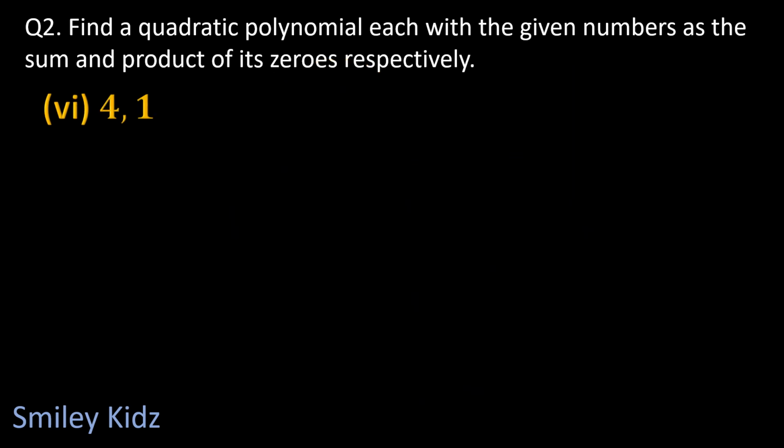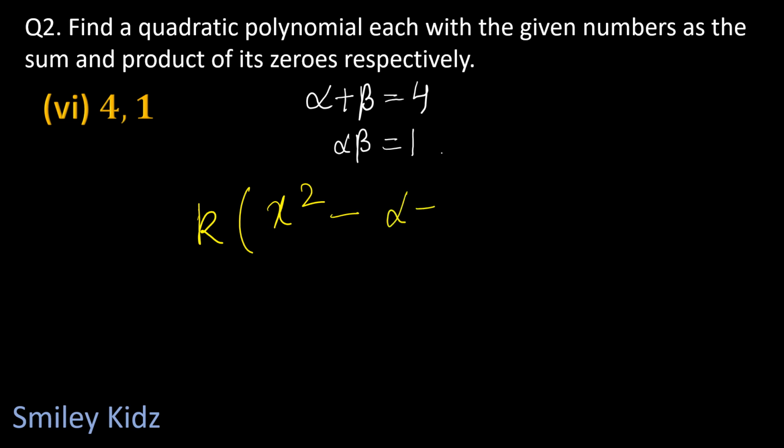Then we move on to the last sub question in this particular exercise, which says alpha plus beta is 4 and alpha beta is 1. Now again same procedure, isn't it? So it's going to be k into x square minus alpha plus beta into x plus alpha beta.